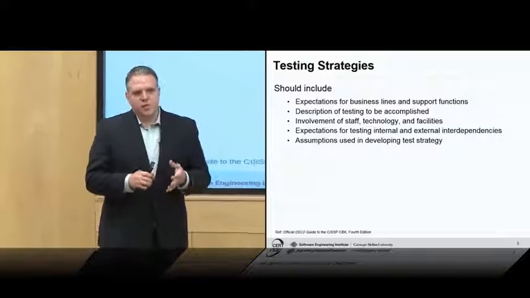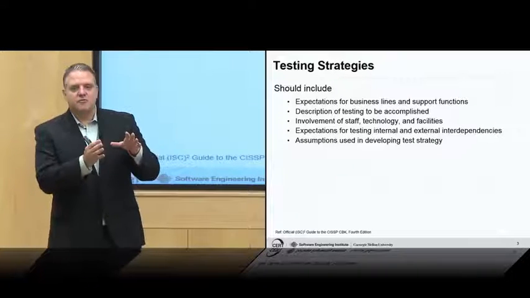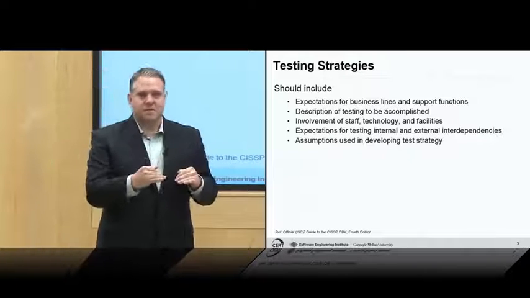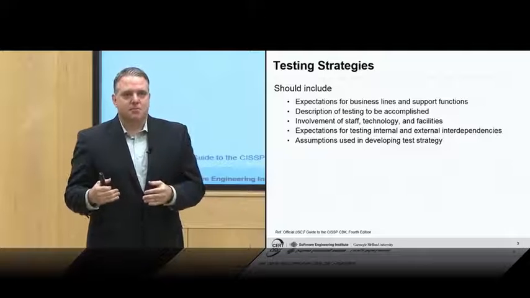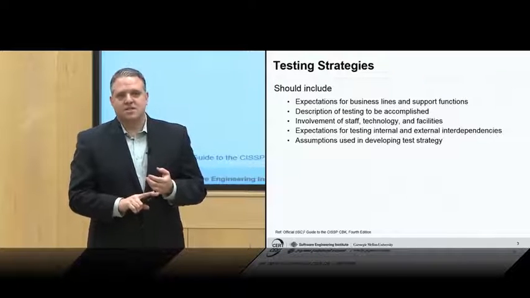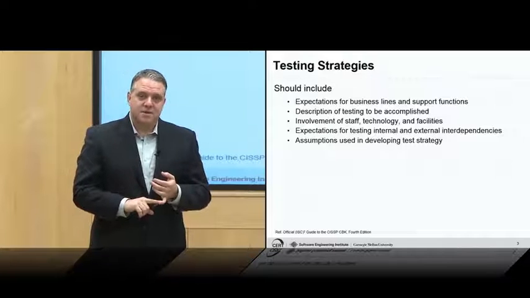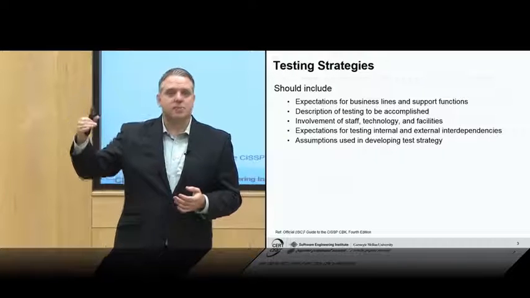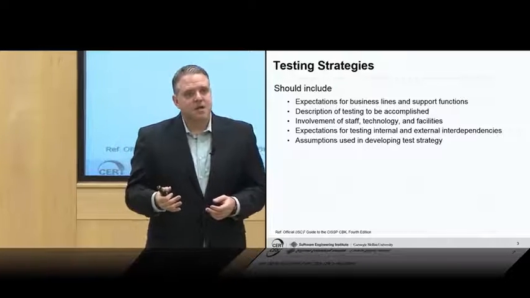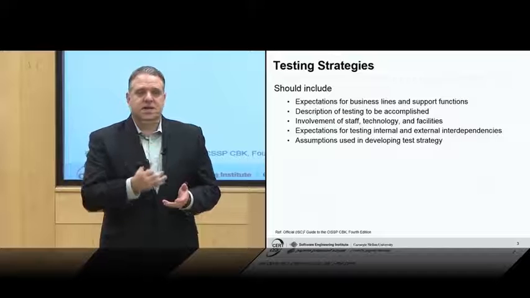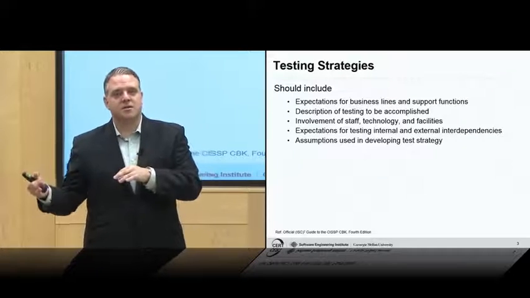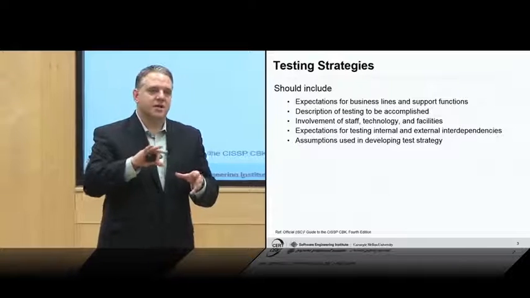For test strategies, really the exercising should follow the plans that you have in place and make sure that you test each aspect of that. So during the planning process for one of these tests, you really ought to identify what the expectations are for business lines and support functions, who's going to be playing in the exercise, what their role in the exercise is going to be, the description of testing to be accomplished. This is the scope of the exercise. What are my goals and objectives for doing this particular exercise test?